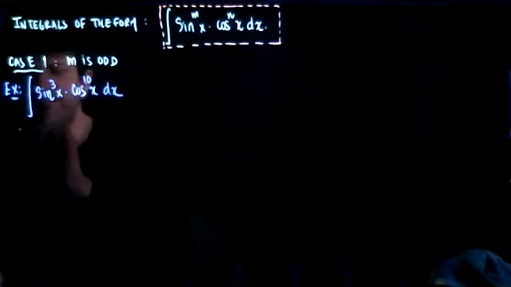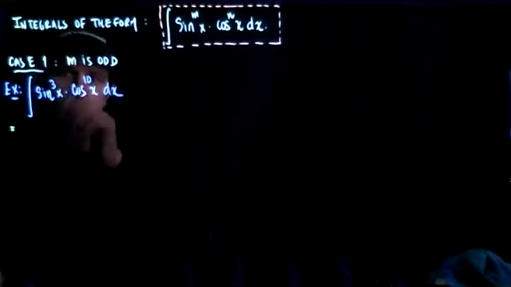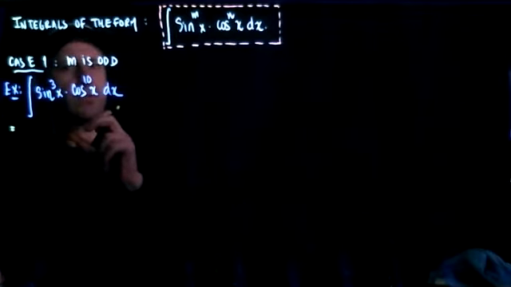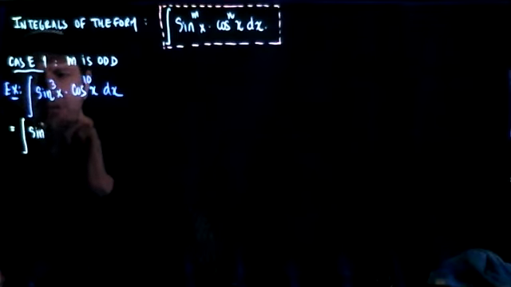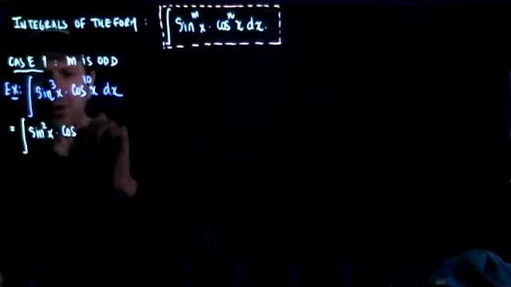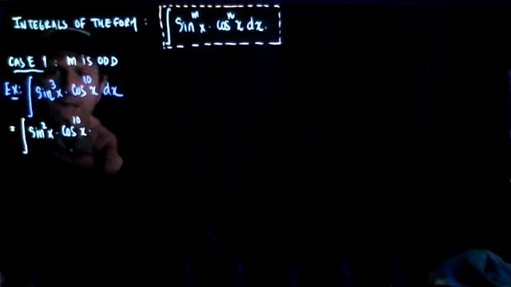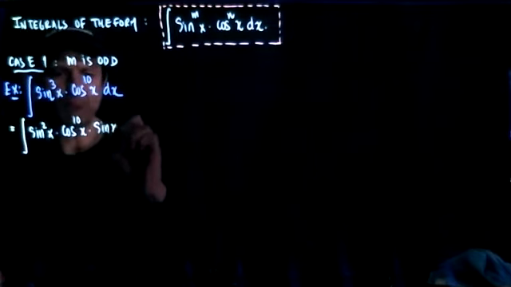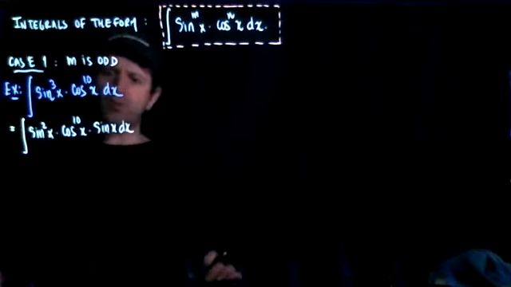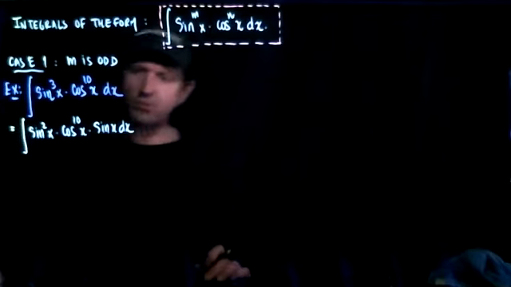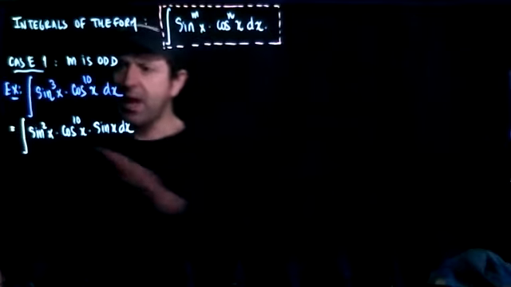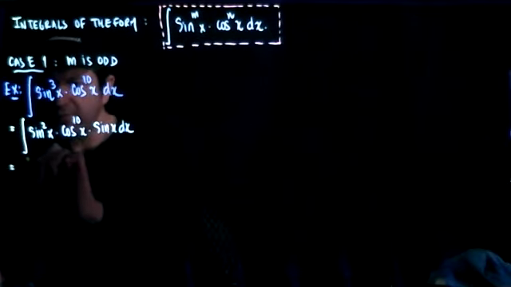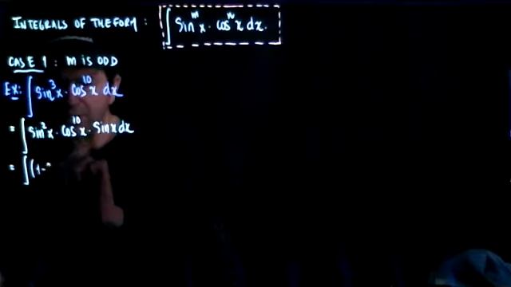So what do we do here? You're just going to take one sine and save it for your substitution. So it becomes sine squared x times cos^10 x times sine x dx. I did not change anything, as you see. Then I'm going to rewrite sine squared. You all know that this is 1 minus cos squared.